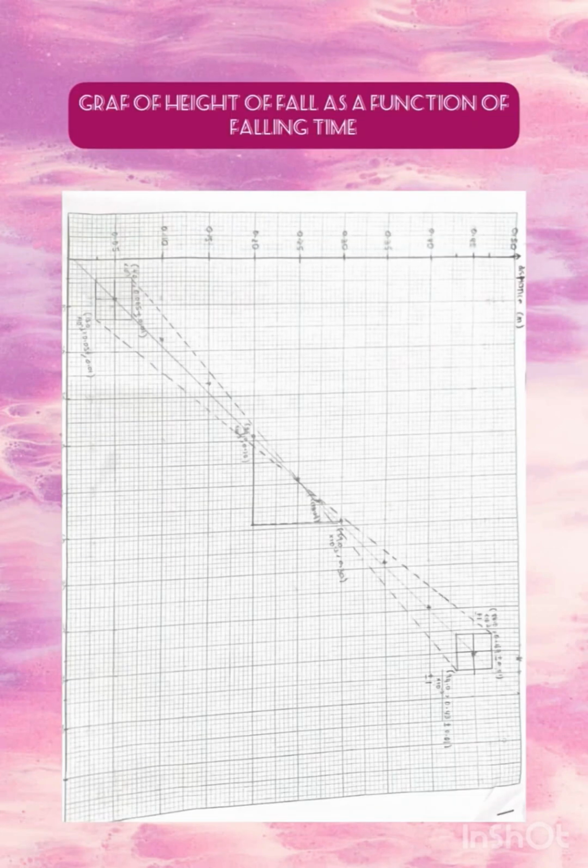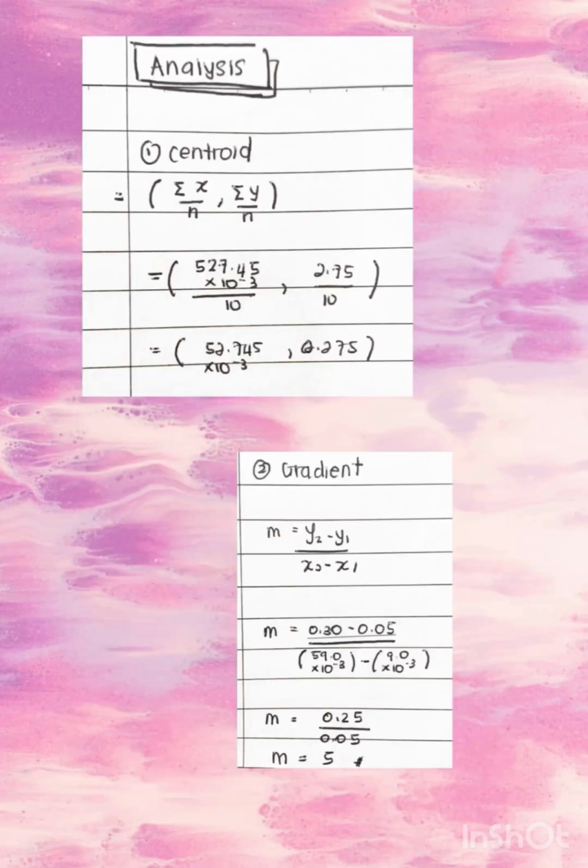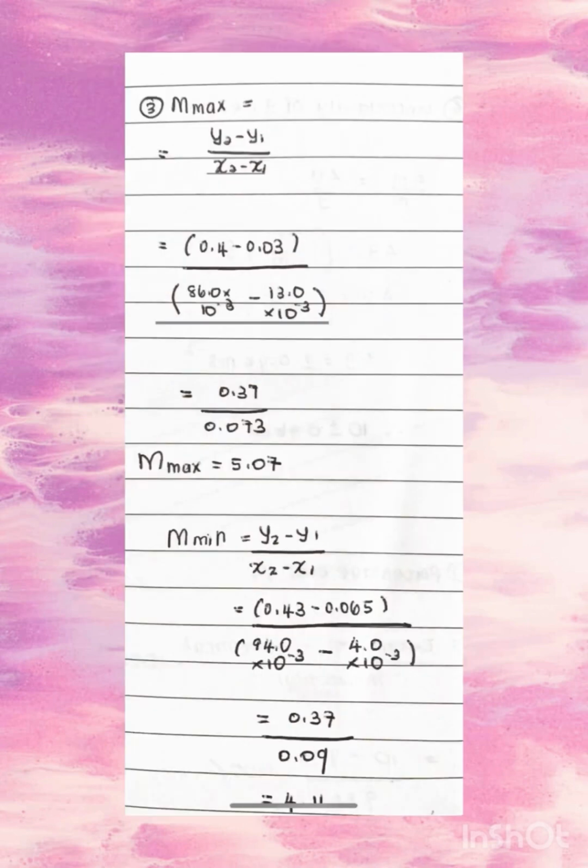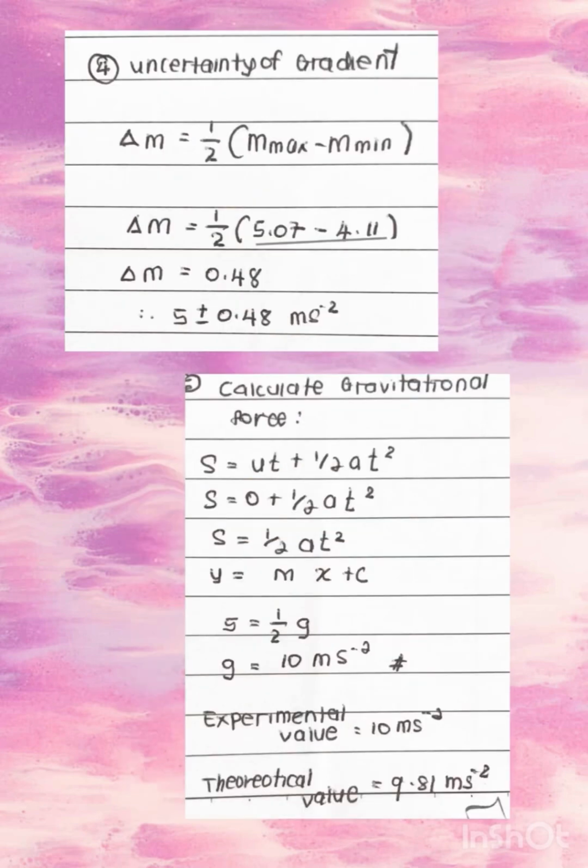From the graph of height of fall as a function of falling time, we could calculate the gradient. The gradient that we get is 5. This is the minimum and also the maximum of gradient. And from the gradient that we calculate, we could calculate the gravitational acceleration using the kinematic formula. The formula that we use is distance equals initial velocity times time plus half times acceleration times t squared. Hence, the gravitational acceleration that we get from this graph is 10 meters per second squared.